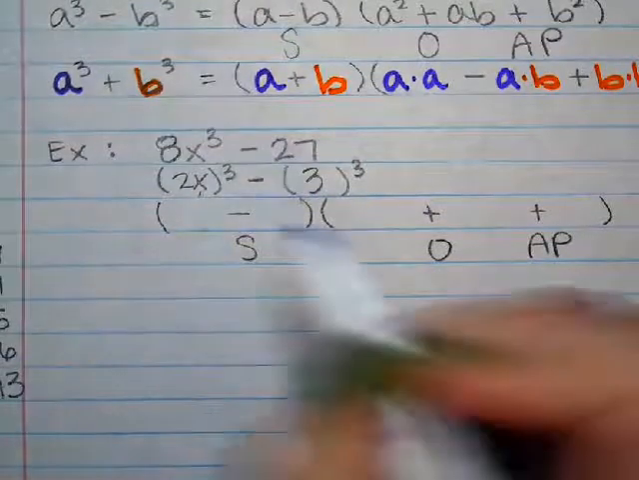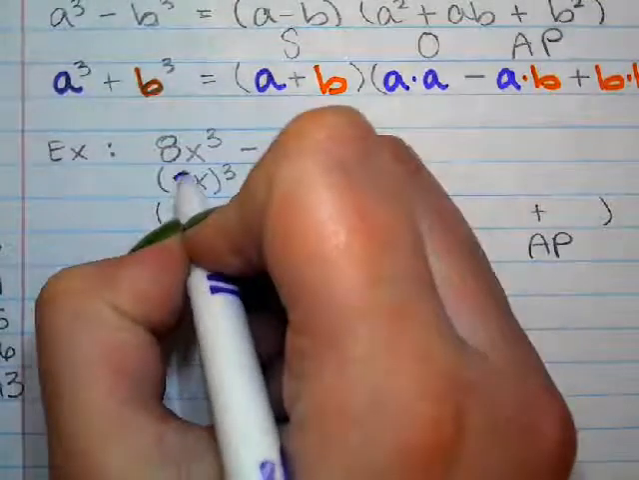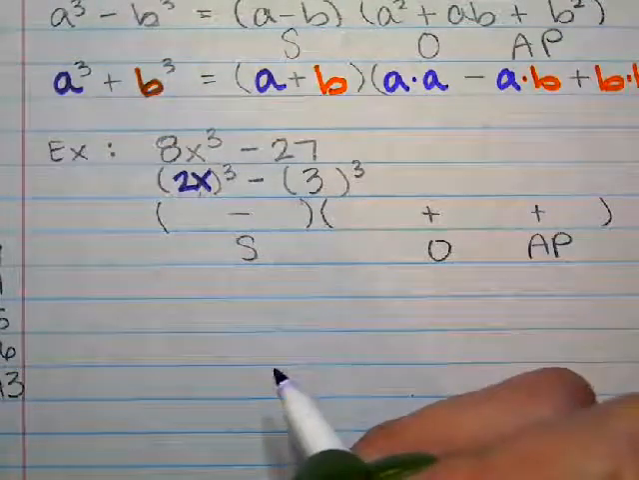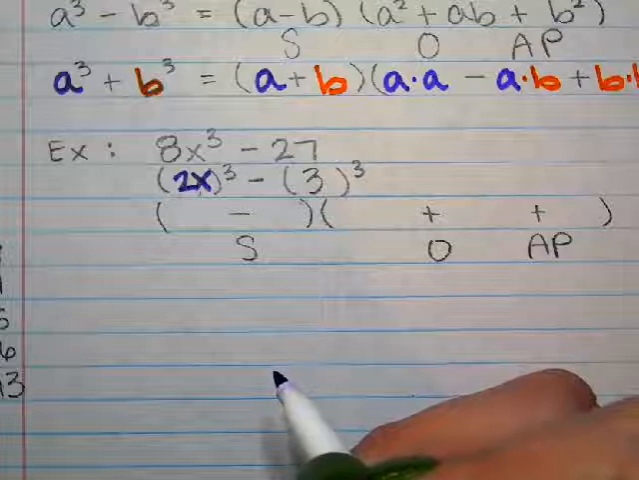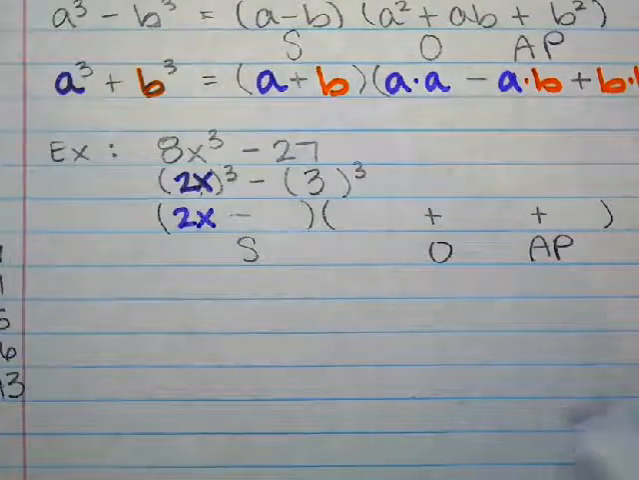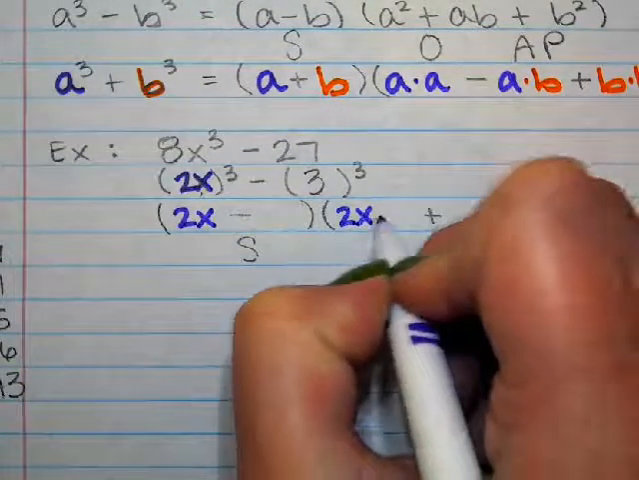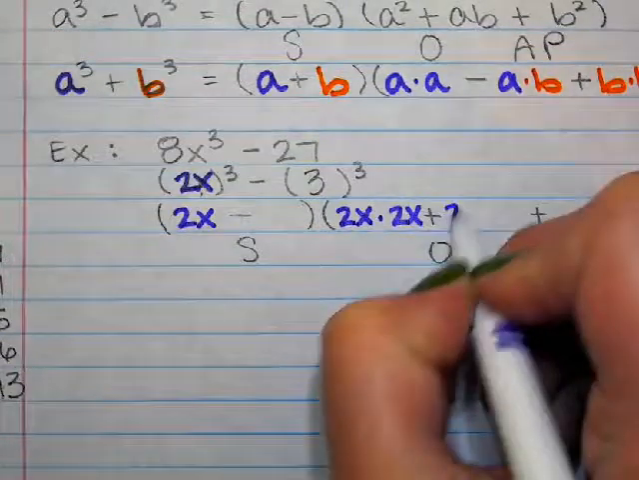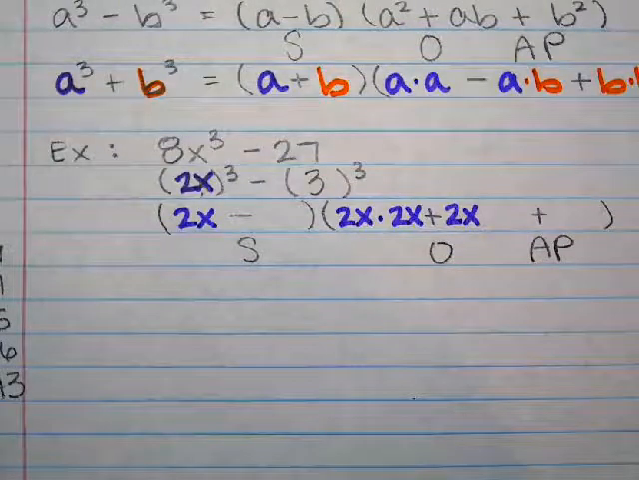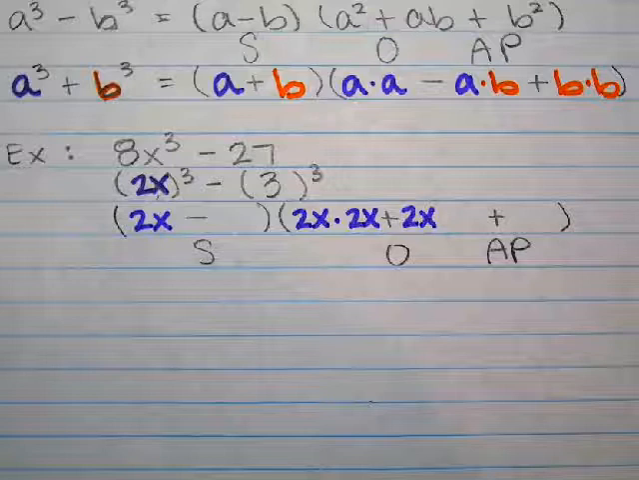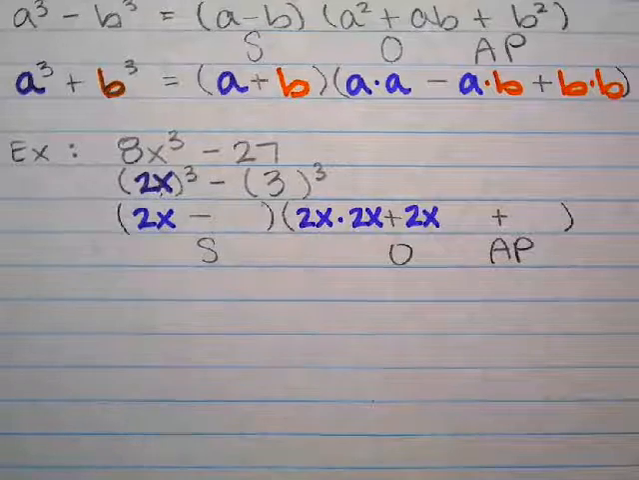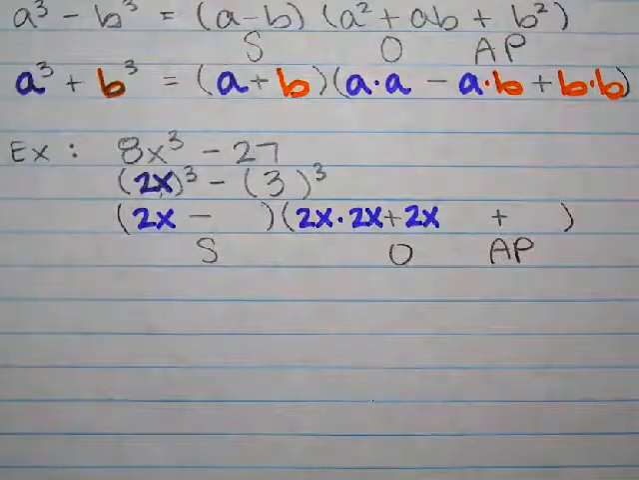First color goes with 2x. So the first color does the first half of my factor, does the first half of each factor. So 2x, there's half. And then this one is 2x times 2x. And this one is 2x. See how I did that? Is everybody comfortable so far? We're good? Okay.